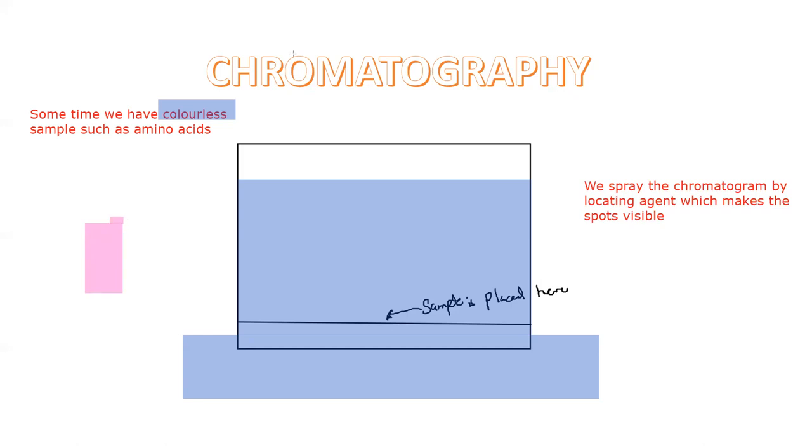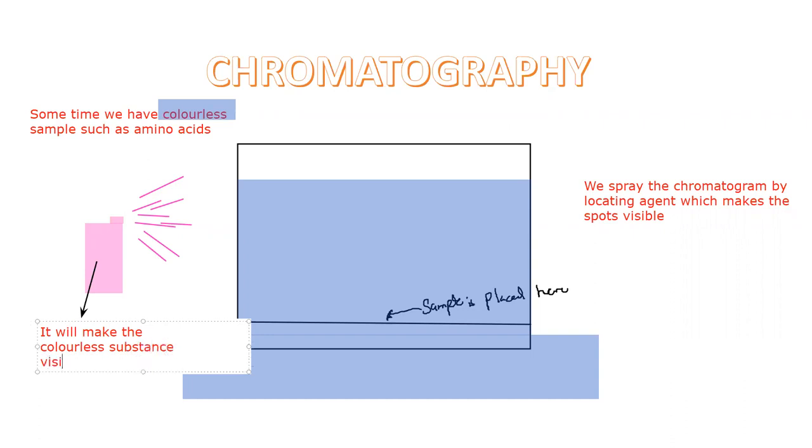for insoluble, colorless substances, we spray the chromatogram with a locating agent. What this locating agent will do is make the colorless substance visible. When we spray the colorless substance with the locating agent, there will be a chemical reaction, and then we are able to see the spots. Before that, the spots were not visible, but the locating agent makes these spots visible.